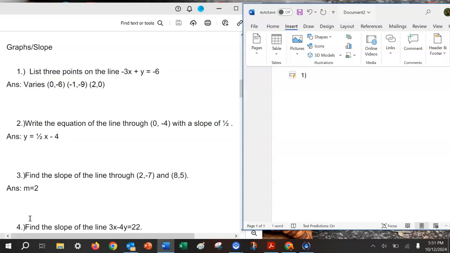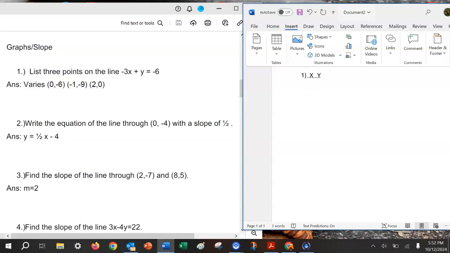Okay, so for number 1, it says list 3 points on the line negative 3x plus y equals negative 6. Now, there are an infinite number of answers. So you need to substitute in for x and y. So I'll create a little t-chart. This is going to look a little bit strange, but I substitute something in for x.